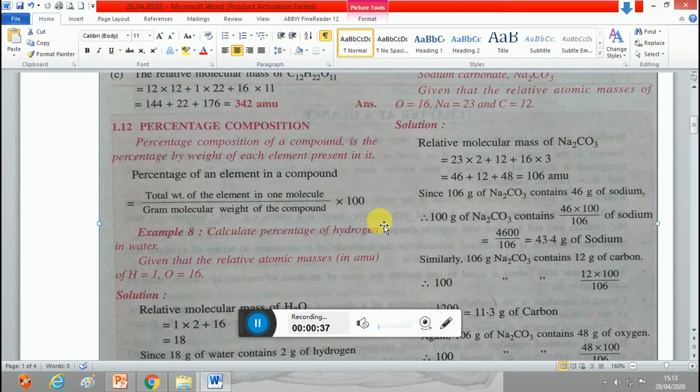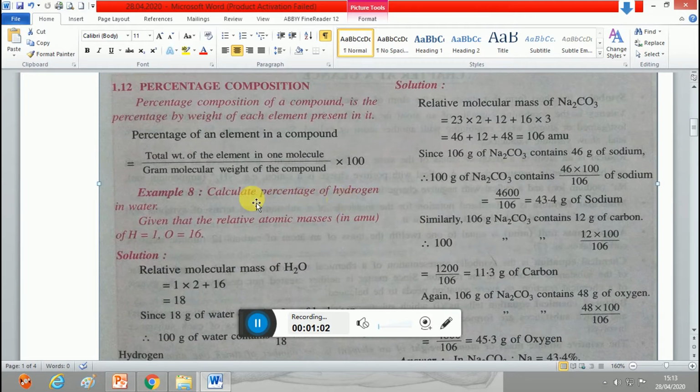In the last video on atomic weight and molecular weight, we discussed how to calculate the molecular weight. It is the sum of the atomic weights of all the atoms present in a molecule of a compound, and when the molecular weight is expressed in grams, it is termed the gram molecular weight.